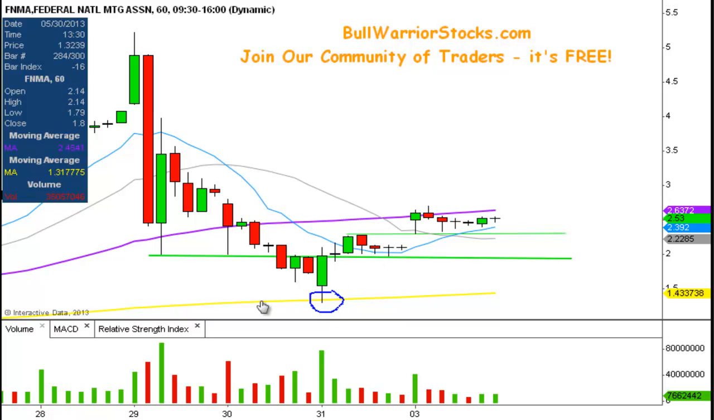So right there, not patting myself on the back or anything, but I am patting charts on the back. Just a great example right there of how when you understand charts, you can capitalize on opportunities like that. So those are the three levels of support.